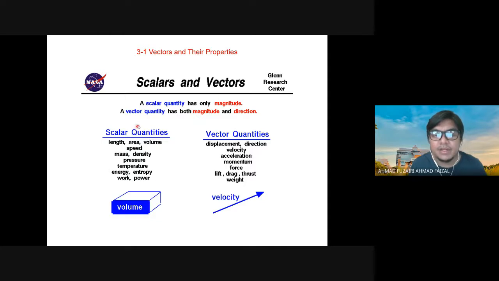Magnitude. And a vector quantity has both magnitude and directions. What are examples of scalar quantity? Here we have length, area, volume, speed, mass, density, pressure, temperature, energy, entropy, work, and power. And how about the vector quantities? Displacement, direction, velocity, acceleration, momentum, force, lift, drag, thrust, weight, whatsoever. But anything that has both magnitude and directions, that is the vector quantity.